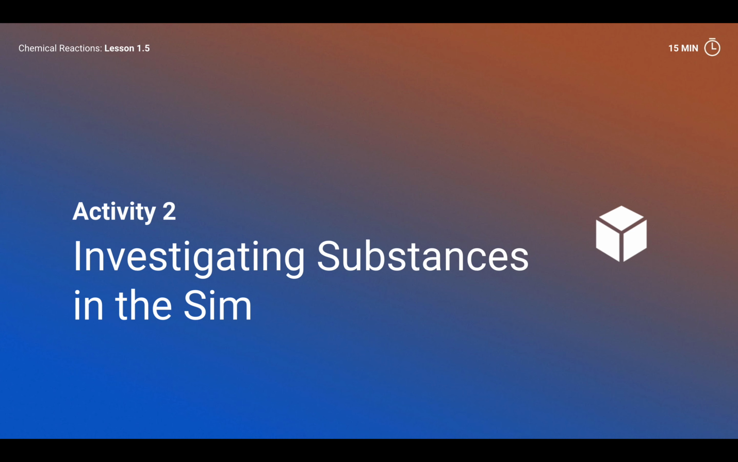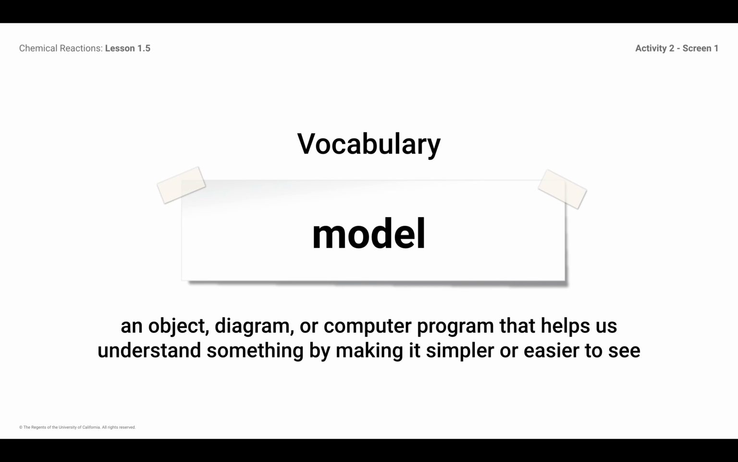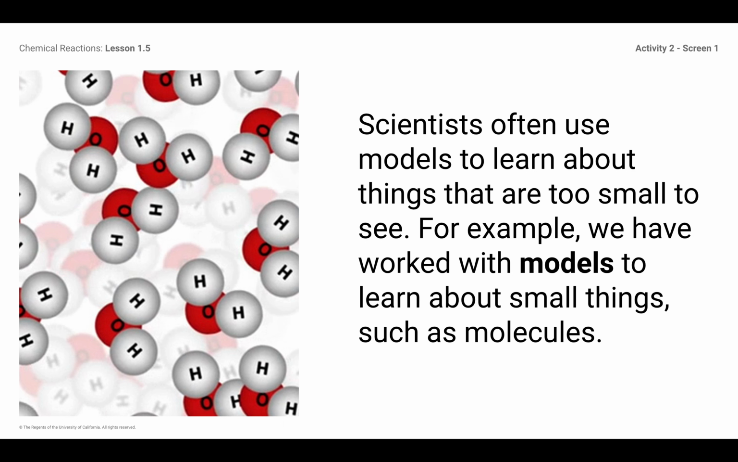All right, let's go ahead and go to investigating substances in the sim. We talked about model. This is a repeat vocab word. A model is an object, diagram, or computer program that helps us understand something by making it simpler or easier to see. We're going to be using the billiard ball models, okay? So we're going to get used to seeing these circles that are colored, and they also have the atomic symbol inside of them, so we know which one is which.